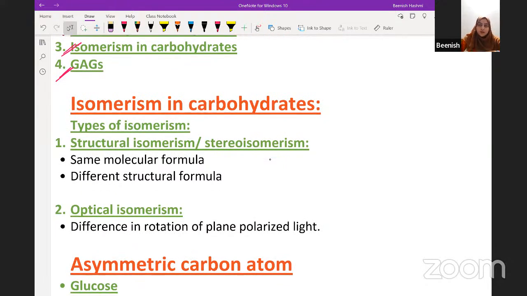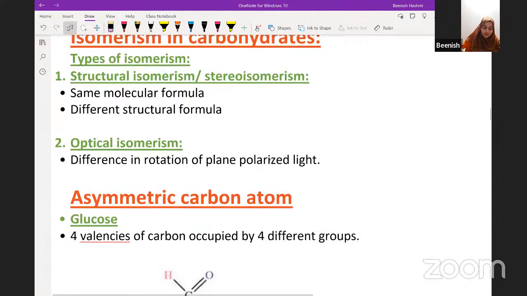Okay. Isomerism in carbohydrates. Now, there are two types of isomerism: structural isomerism, and optical isomerism. In structural isomerism, there is the same molecular formula, but the structure changes. So there are different structures for a compound, but it still has the same molecular formula. And optical isomerism is based on the difference in rotation of plane polarized light. Some compounds will rotate it in the right direction, some will rotate it in the left direction.